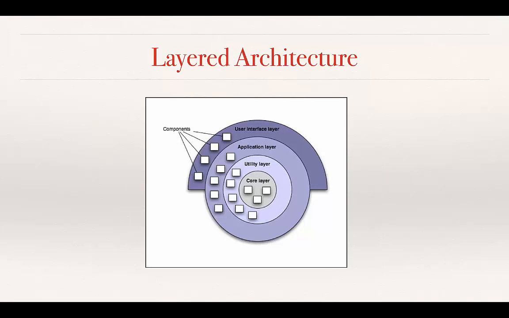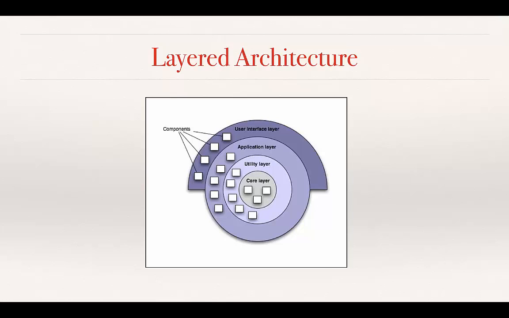Finally, we have the layered architectural style. This style is common when you have core functionality that you want to implement first, and then you have other functionality that you want to implement in successive iterations. In the way Pressman presents this style, each layer has a specific role. There's a core layer, a utility layer, an application layer, and a user interface layer.